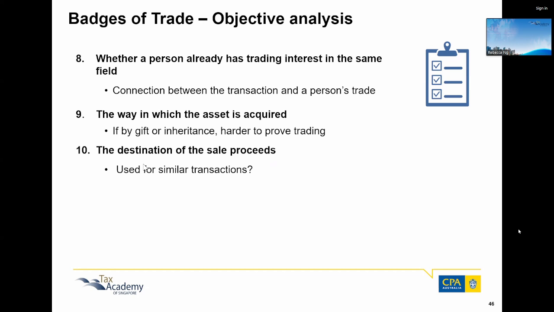And number 8, whether a person already has a trading interest in the same field, whether it is a similar connected transaction. If the transaction in question is closely related to the person's existing trade, it may indicate that the transaction was also entered into in the manner of trade, right? So we look at the company's existing trade, and if you have a similar transaction, more likely that transaction will be regarded similarly as an indication of a trade.